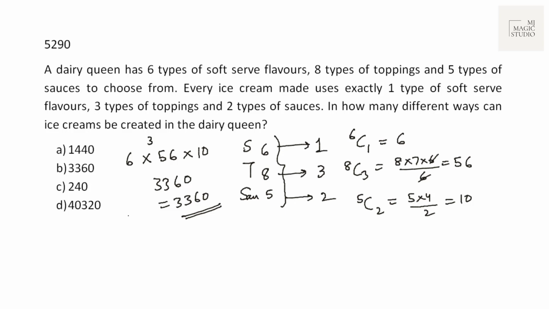3,360 different ice creams can be created if created in this order. Option B is the pick.